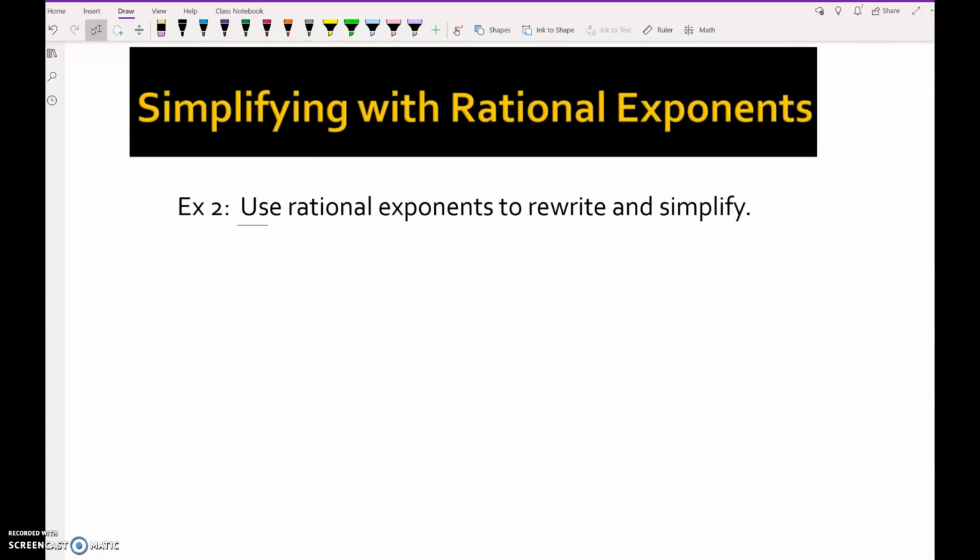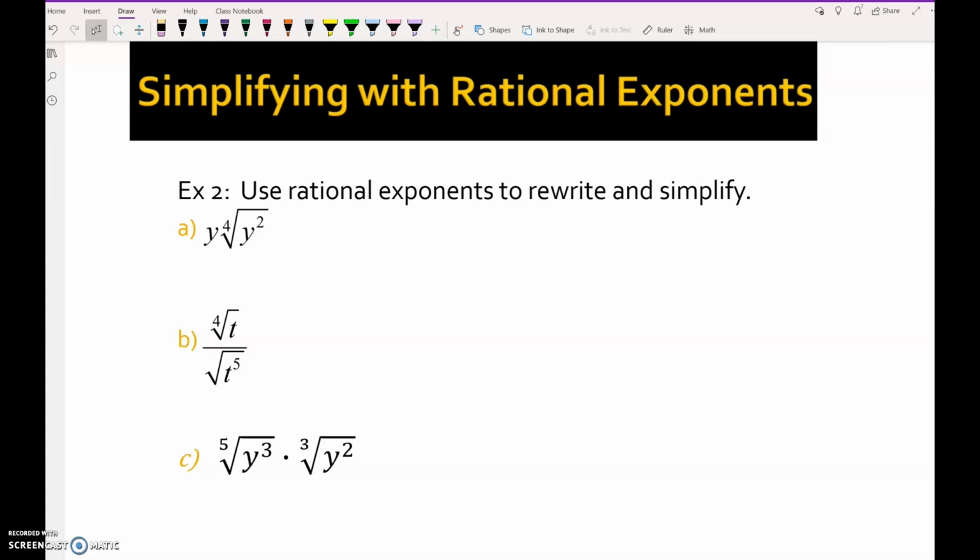On the next page, the problem is we cannot combine y and the 4th root of y squared because they don't have the same type of radicals. But we can convert these into rational exponents and then use our properties of exponents. So this plain old ordinary y is a y to the 1st. The 4th root of y squared is y raised to the 2/4.